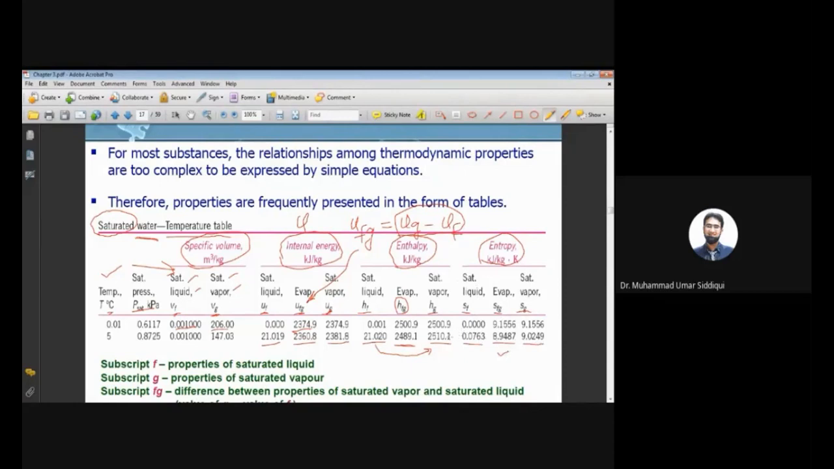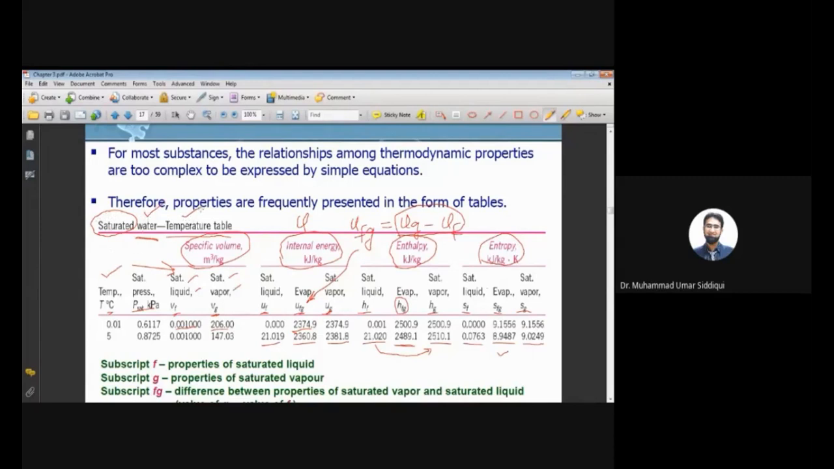So it's important to understand what the different values are that you can get from this table, so that we might be able to use it. Let me summarize it. This table is of saturated water. How do we know it's saturated water? Look here, it's written saturated. And how do we know it's water? Look here, it is written water.